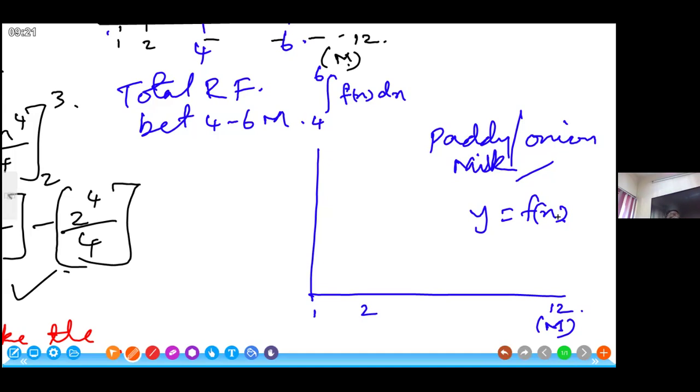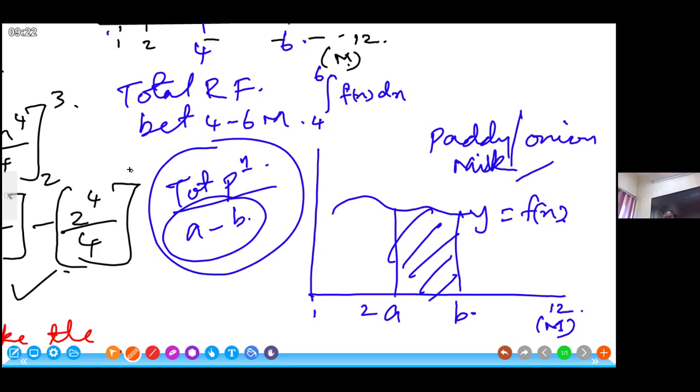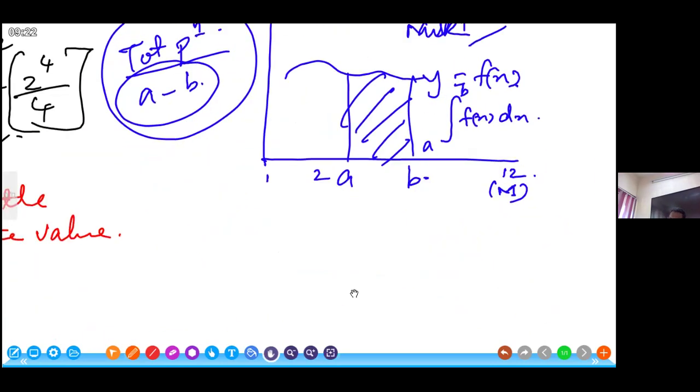So this production has been given in terms of the function. Now I want to find out the total production for a given month, A to B. So let's say this is A, this is B. I want to take the total production between these 2 months. If you integrate this function between these two values, that will give you the total production. Okay, we will see a real example later.